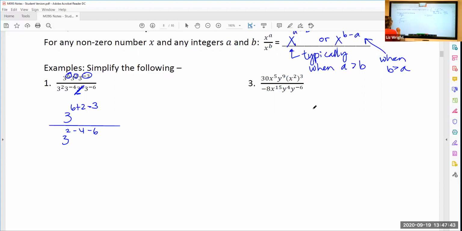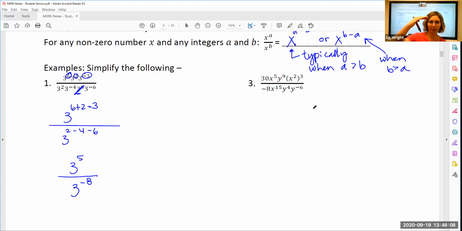So in our numerator, adding that up, 6, 7, 8, and then subtract 3. That's going to be 3 to the 5th. And then in the denominator, we've got 2 minus 4 minus another 6. So that's like 2 minus 10. And 2 minus 10 is going to give us 3 to the negative 8. And then again, I don't want to leave that negative 8 in the denominator.